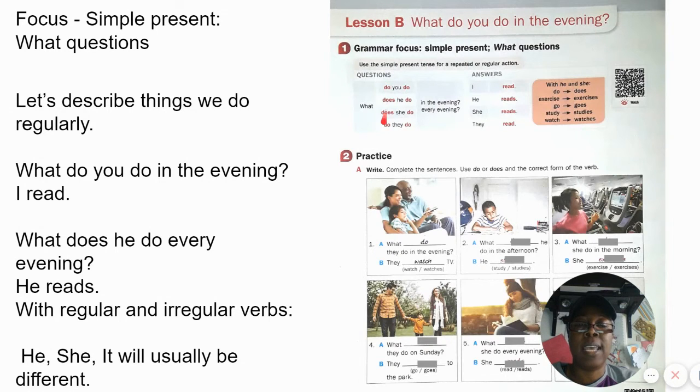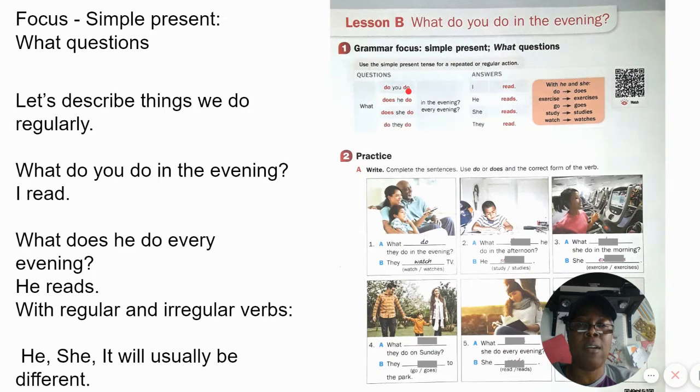This one is all about helping out what? So what do you? What does he? And that's why it changes to match the subject. This one is the one that will change to match the subject. This will remain the same no matter what verb it is.